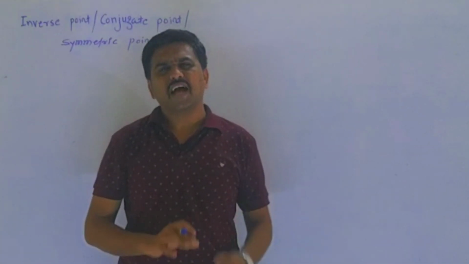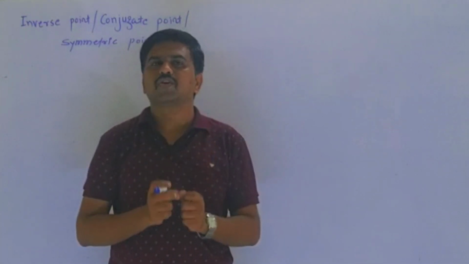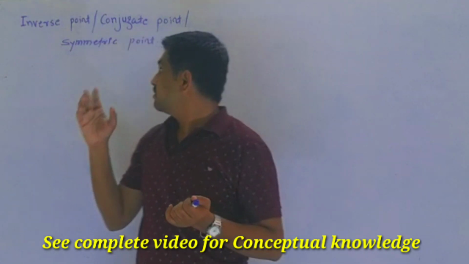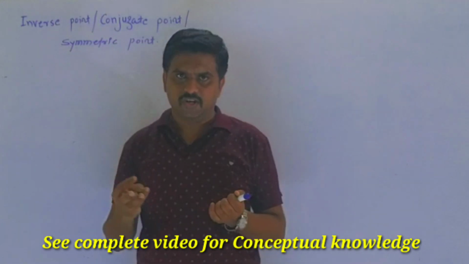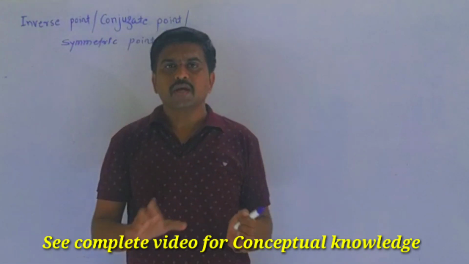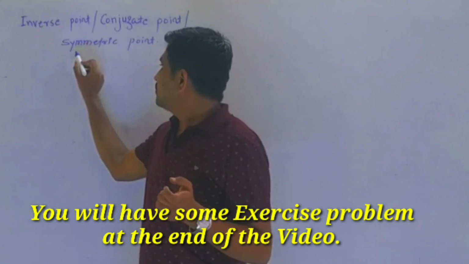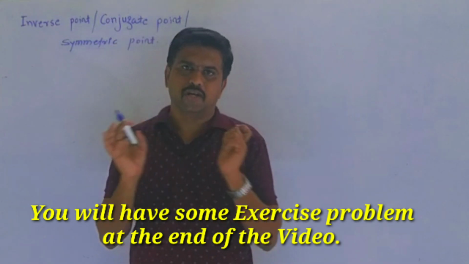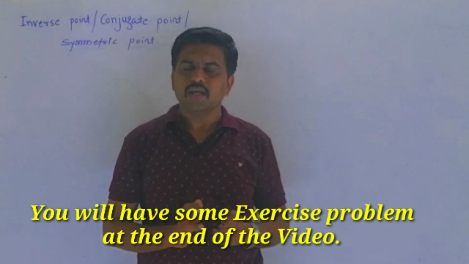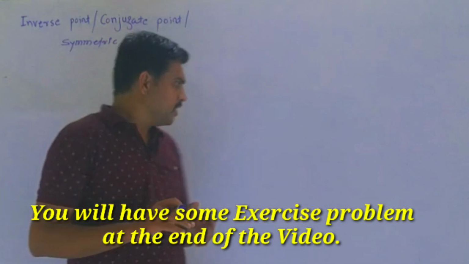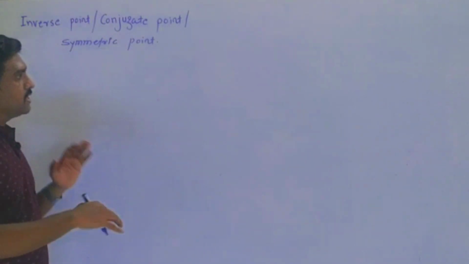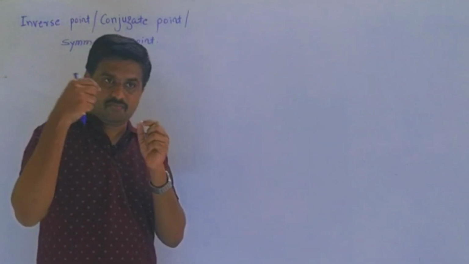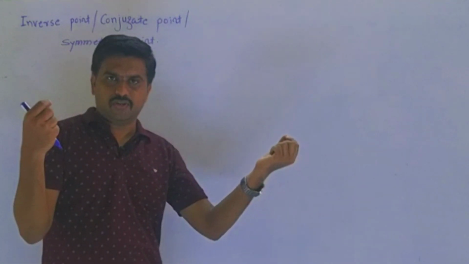Let's start with the basic definition of conjugate point. There are three words: inverse point, conjugate point, and symmetric point. All these are the same, but I will use one word, symmetric point, throughout the discussion. So what is a symmetric point? I will write a simple definition, and then we will discuss how to decide whether some point is the conjugate of this one.